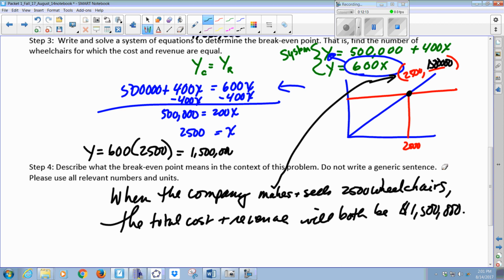Okay, so stay away from generic sentences. Stay away from using the word profits, because we're really looking at here when the cost and revenue are equal, which means your profit is $0. But 0 is not part of this coordinate here, right? You don't see a 0 up here. You see 2,500 and $1,500,000. Sometimes having too much knowledge can mess you up when you write this sentence. Stick to what you see, what your coordinates are, and just simply putting in the units.